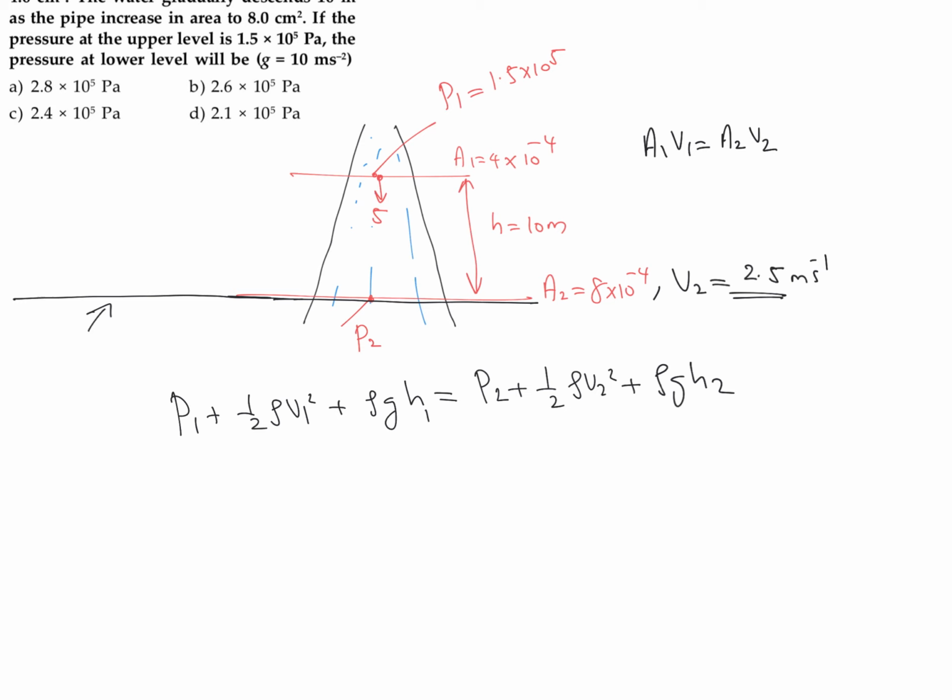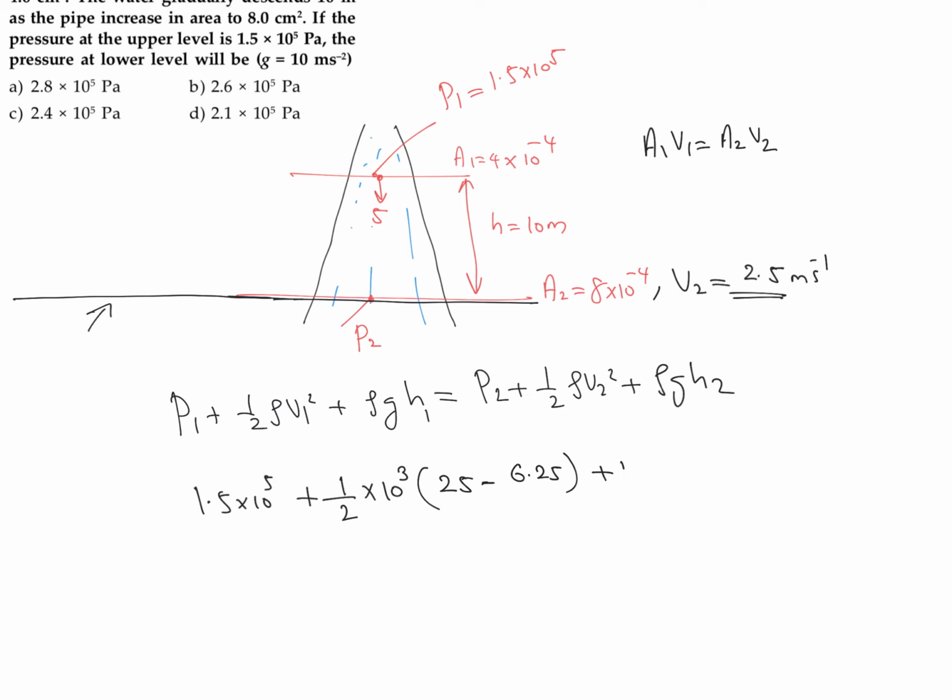So pressure at point 1 is given as 1.5 into 10 raised to 5 plus velocity term, which we can take as half into rho, density of water, 10 raised to 3 or 1000, into V1 square. I'm writing this V2 term on the left side, so it is going to be half into rho into V1 square minus V2 square. So V1 square is 5 square, which is 25, minus V2 square, which is 2.5 the whole square, that is 6.25, and plus rho into g.